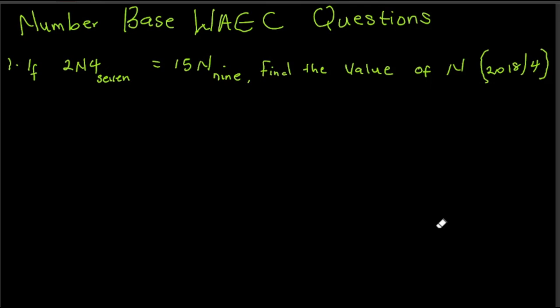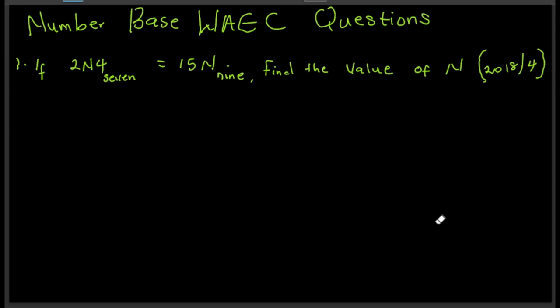WAEC questions involving number base. Okay, guys, let's solve this WAEC question that has to do with number base. This question is from the 2018 WAEC past questions. The question says, if 2n4 base 7 equals 15n base 9, find the value of n. Okay, so how do we do this?